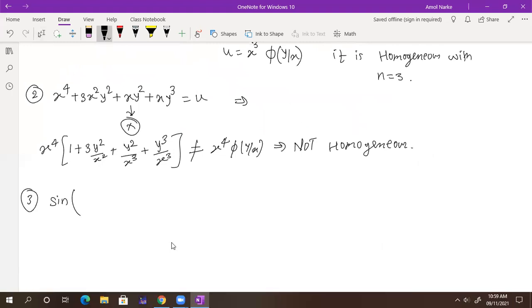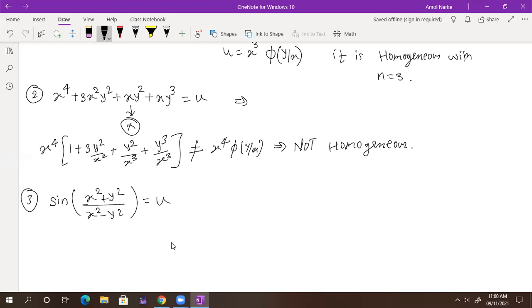So the third one, very simple one. Sine of x square plus y square divided by x square minus y square. You can call this function u. Tell me whether this is homogeneous. What do you think about that now? Sir, it's not right.